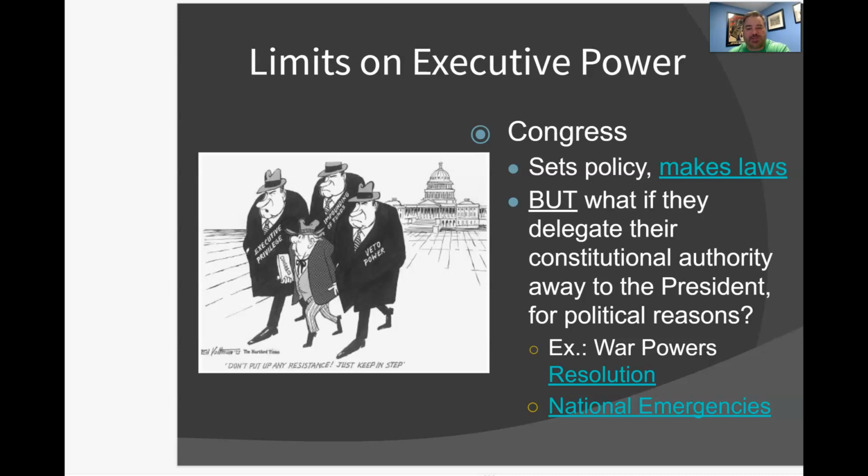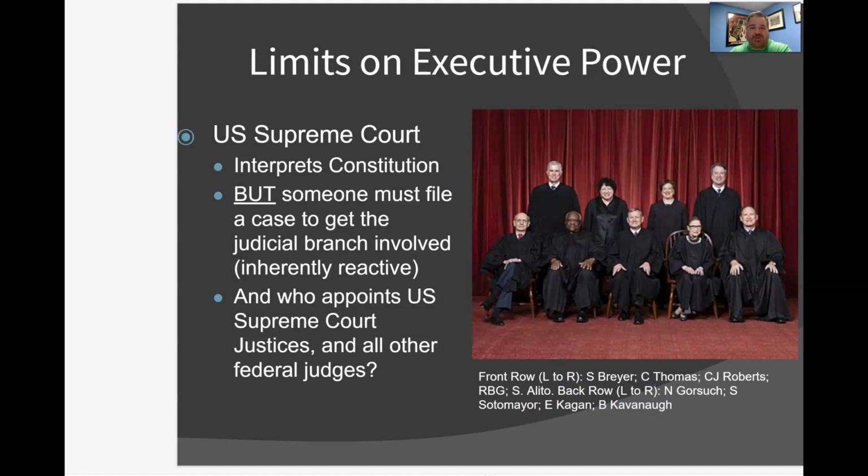Okay, now of course there's one more branch of government we have to be aware of, and that of course is the U.S. Supreme Court. The U.S. Supreme Court interprets the Constitution, but it's an inherently reactive branch of government. Someone has to go and file a case to get the judicial branch involved. It can't just act on its own to reach out and take a case and say, this is a legal issue that we want to determine the constitutionality of, for example. And of course, we can't forget who appoints U.S. Supreme Court justices and all of the other federal judges, but the president, with the advice and consent of Congress.